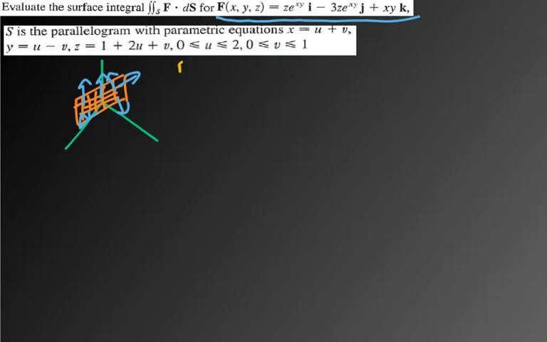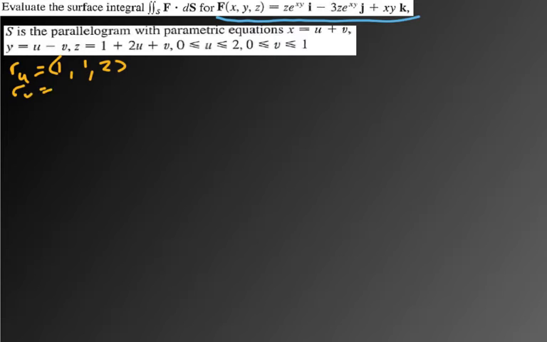So R with respect to u, for the sake of space, I'm going to get rid of that. R with respect to u is just going to be <1, 1, 2>. R with respect to v is going to be <1, -1, 1>. And so if you do R_u cross R_v, it's a pretty nice cross product because it's all constants. You'll just get <3, 1, -2>.